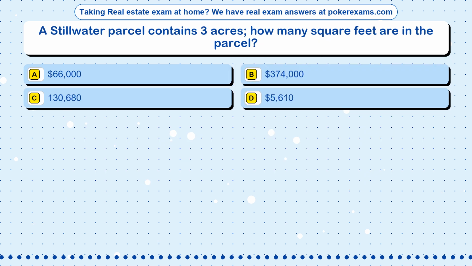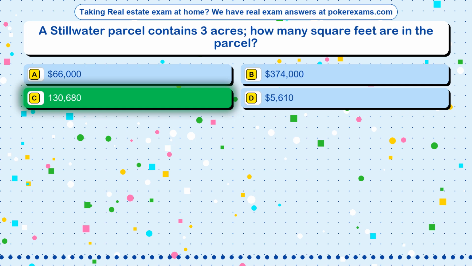Question 71. A Stillwater parcel contains 3 acres. How many square feet are in the parcel? Option A, 66,000. Option B, 374,000. Option C, 130,680. Option D, 5,610.